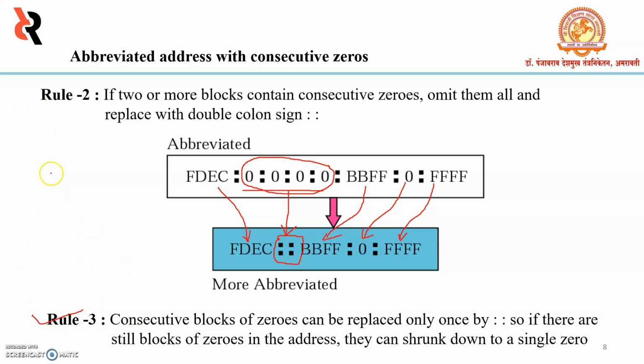combining rule 1 and 2. You can combine the two rules just discussed to reduce an address even further. Consecutive blocks of zeros can be replaced by only this one. This is the second rule. Here we actually applied this one. So if there are still blocks of zeros in the address, they can be shrunk down to a single zero. So these are 0, 0, 0. You can shrink this down to a single digit, that is a 0, and this will be the third rule. This becomes the third rule of abbreviating the address, or you can say shortening the address.